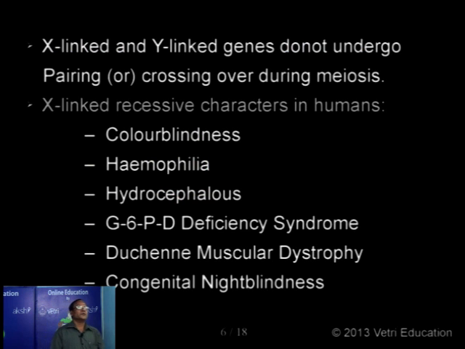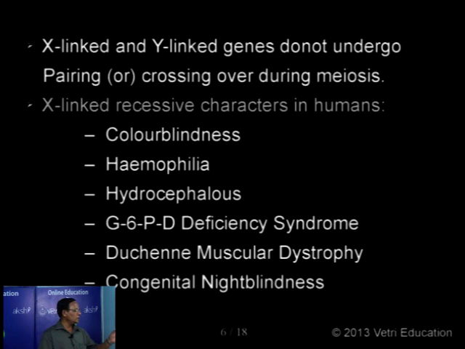Now, what are the different types of X-linked characters in human beings? We have more than 150 recessive X-linked characters in humans, but only a few are notable from the examination point of view, and they are also highly dangerous, causing death or damage to human life. X-linked and Y-linked genes do not undergo pairing or crossing over during meiosis, as I mentioned. Only the incompletely sex-linked genes, the pseudo-autosomal regions, form a pair and cross over. There is no pairing between X-linked and Y-linked genes.